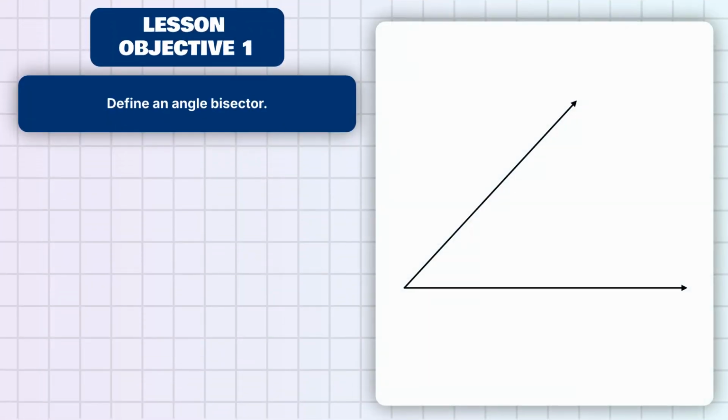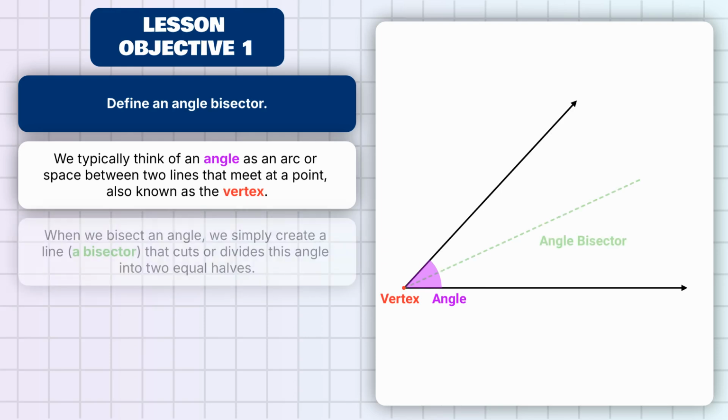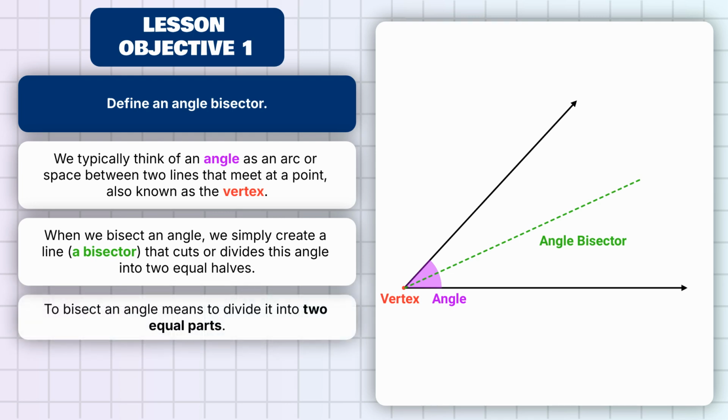Now let's turn to our first lesson objective, which is understanding an angle bisector. We typically think of an angle as an arc or space between two lines that meet at a point, also known as the vertex. When we bisect an angle, we simply create a line, a bisector, that cuts or divides this angle into two equal halves. So, put simply, to bisect an angle means to divide it into two equal parts.